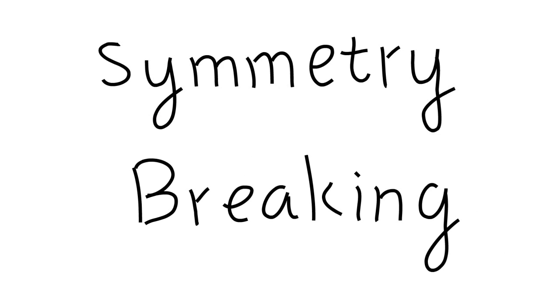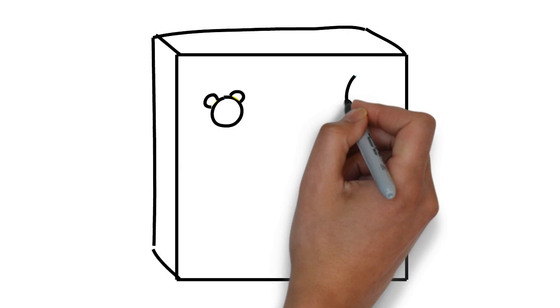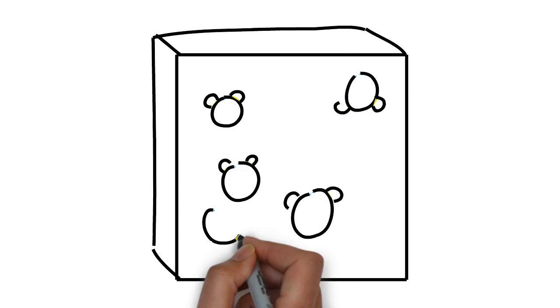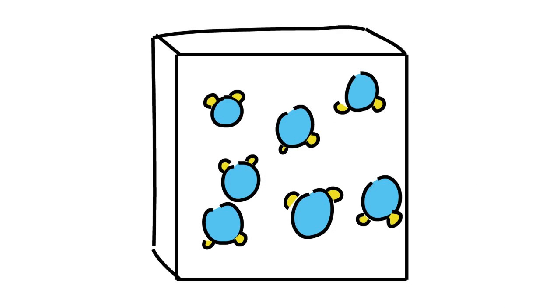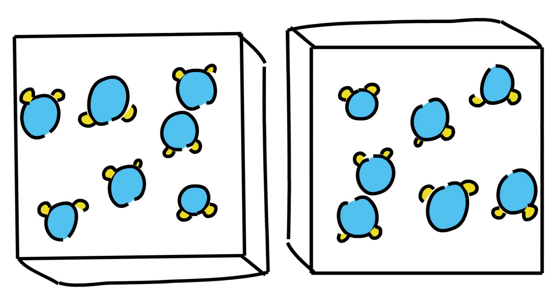In quantum field theory, symmetry breaking also plays an important role. Let's take a closer look at the water, which makes up the pond. For a box of water in liquid state, the water molecules move randomly, and let's assume that they can either point up, with the oxygen atom on the top, or down, with the oxygen atom on the bottom. When we flip the box of water, we can hardly see any difference.